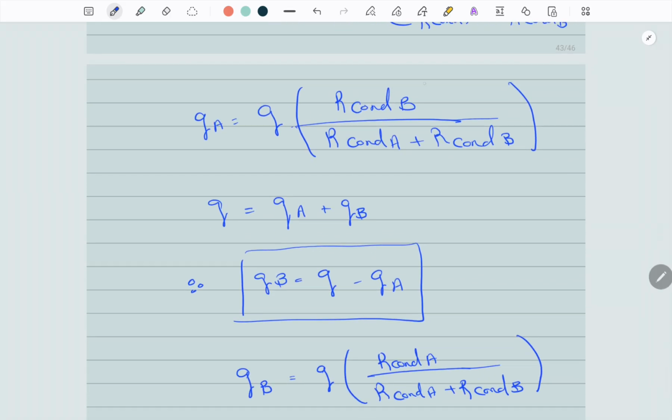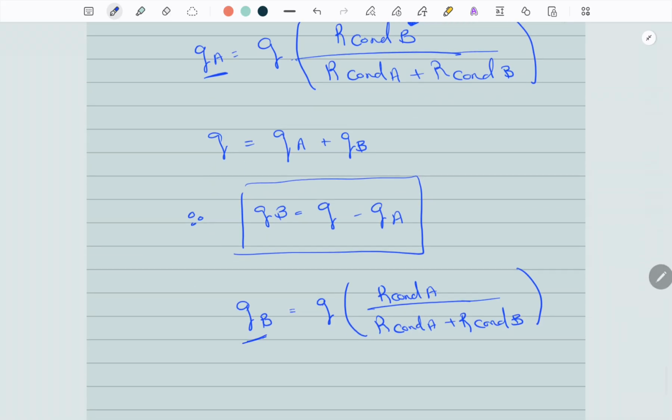Notice how when we're solving for the heat flow for A, we're using the resistance of material B, and when we're solving for the heat flow of material B, we're using the resistance of material A. So keep that in mind when solving a problem.